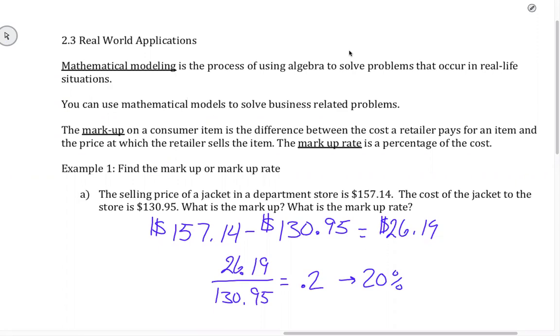All right, I'll be right back. I have to go get it right now. All right, so I got 20%.